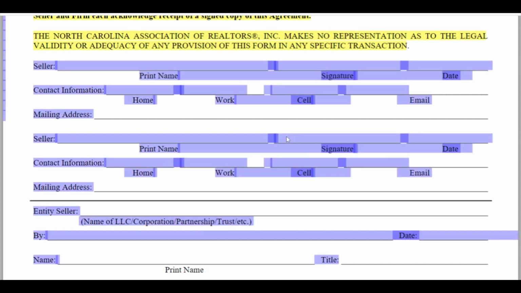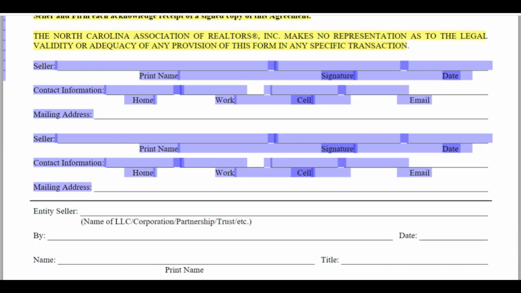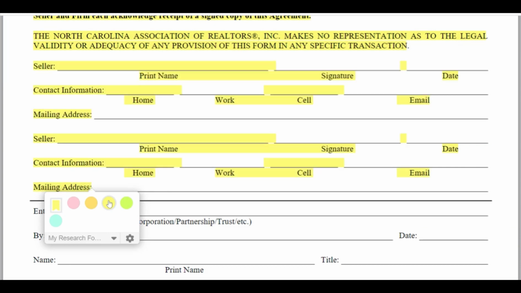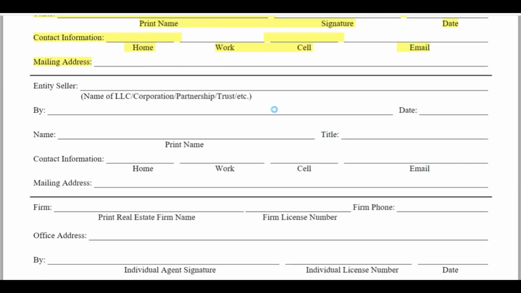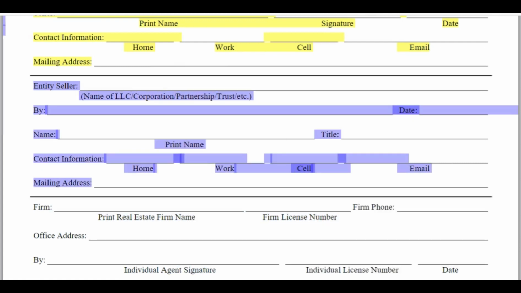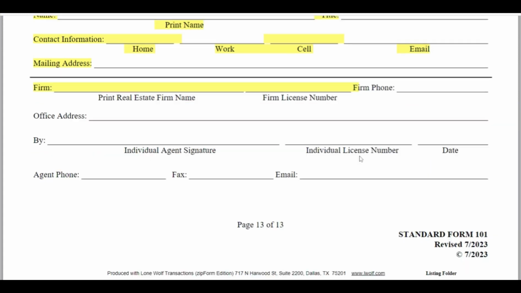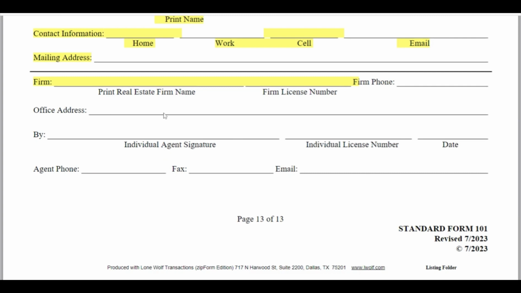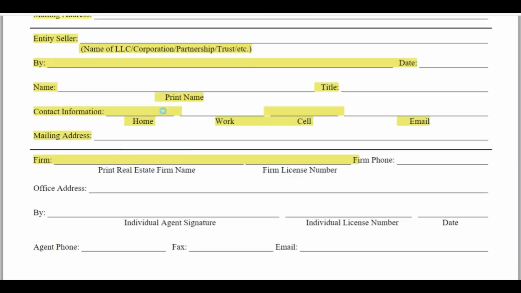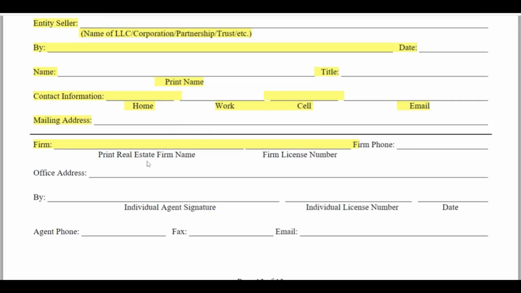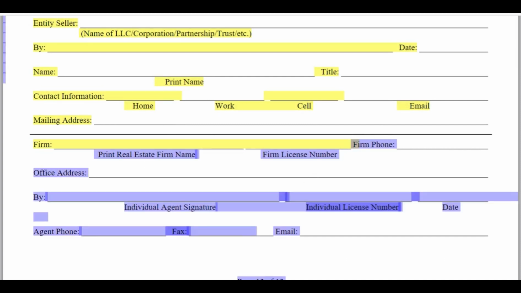And this is where the sellers sign. And we would need all your information here, contact information, or if you're a seller in your entity, we would need that information, which will go in this area. And then I would put my information in this bottom half.